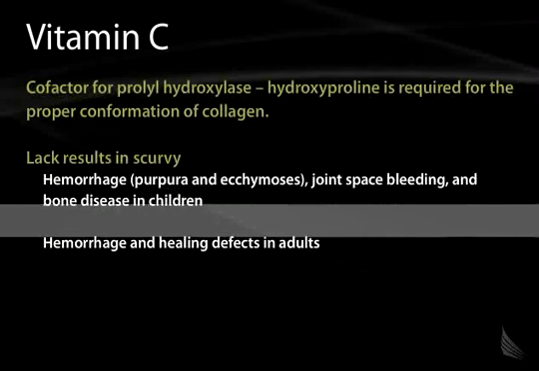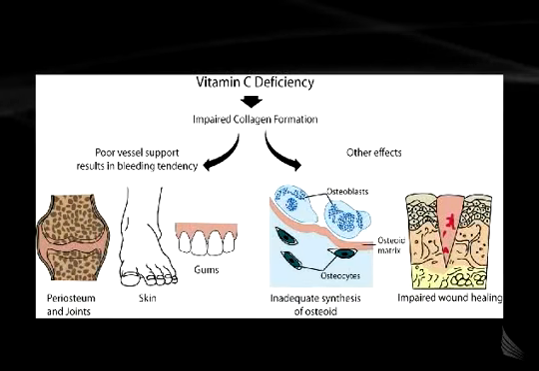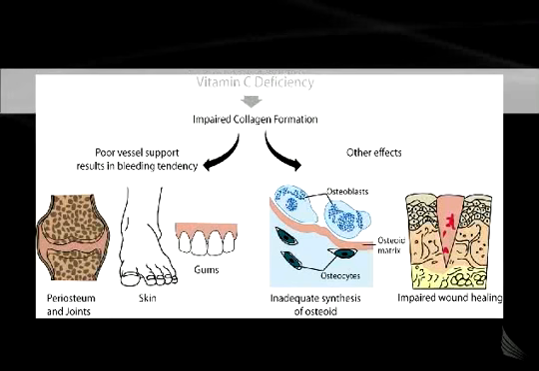In adults, mostly what you get is hemorrhage, again because of inefficient reinforcement of the vessels by collagen. And you also get healing defects because wounds don't get the proper influx of properly structured collagen, and so you get a defect in healing. Here's an example, just a schematic of how that happens. There's the poor vessel support, which leads to bleeding from the skin, the periosteum, and the gums. And then there's the other effects that we talked about, inadequate synthesis of osteoid bones and impaired wound healing.